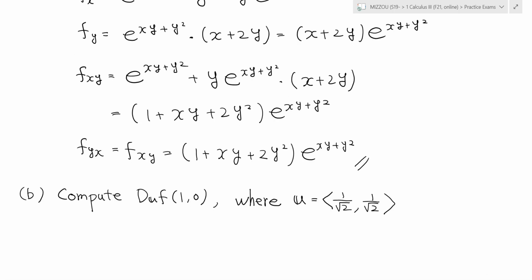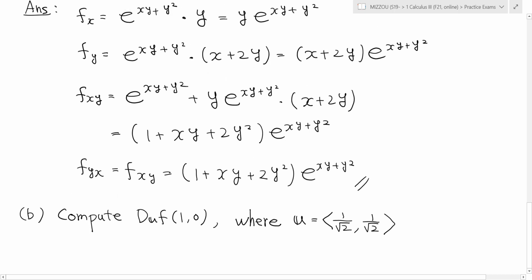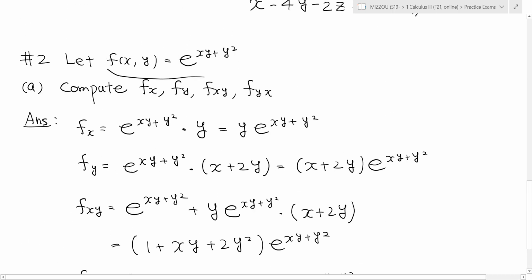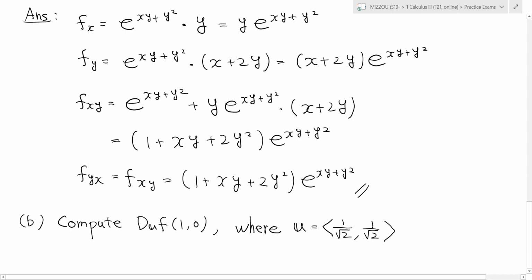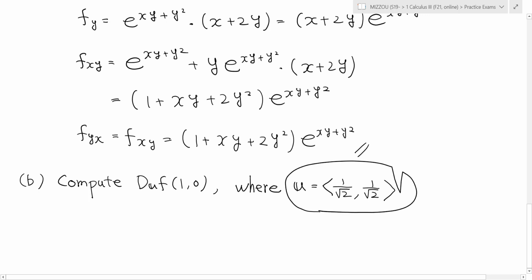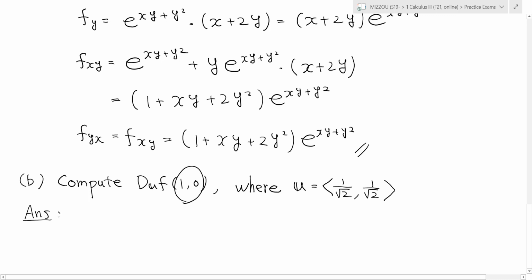Part B, compute this directional derivative where f is the same as the previous one. So f is this f, the same f. And then the direction u is here. All right, so here's the answer. To compute the directional derivative, and you have to, by the way, plug in (1, 0). So to compute the directional derivative, you have to compute the gradient.